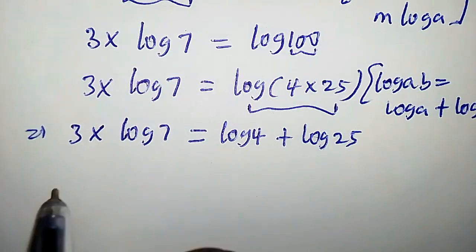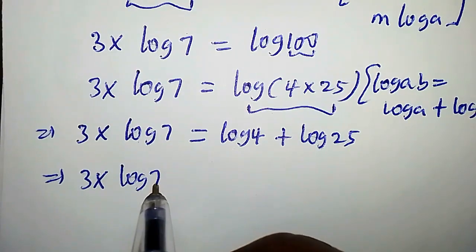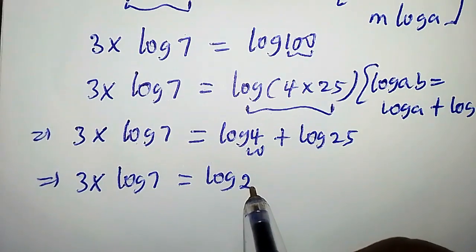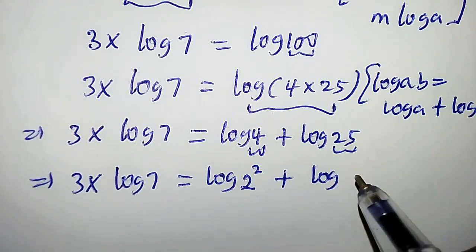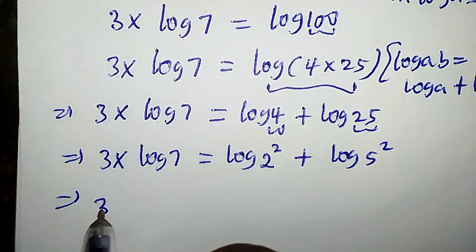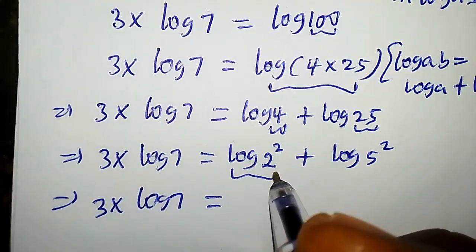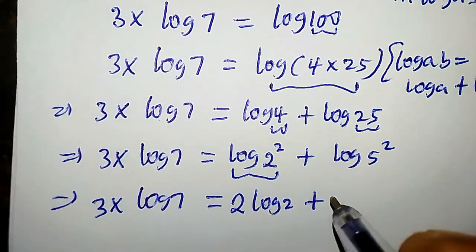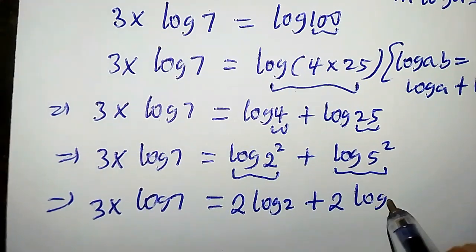Let's continue. This implies that 3x times log 7 is equal to log 4, which could be written as 2 squared, plus log 25, which could be written as 5 squared. This implies that 3x times log 7 is equal to log 2 squared, which is the same thing as writing 2 times log 2, plus log 5 squared, which is also the same thing as writing 2 times log 5.